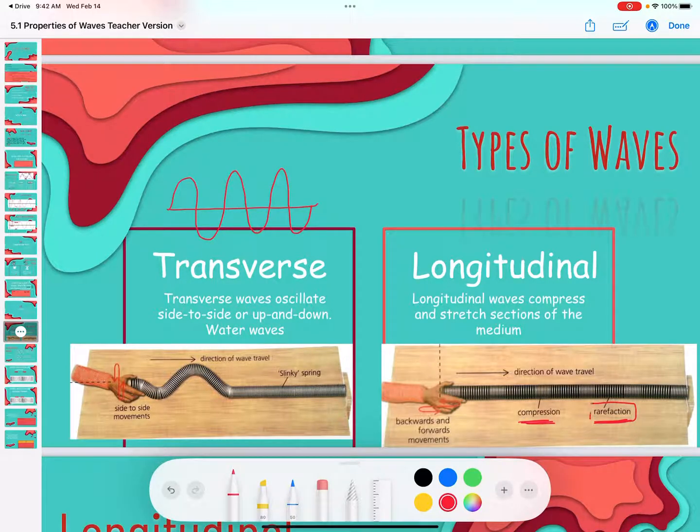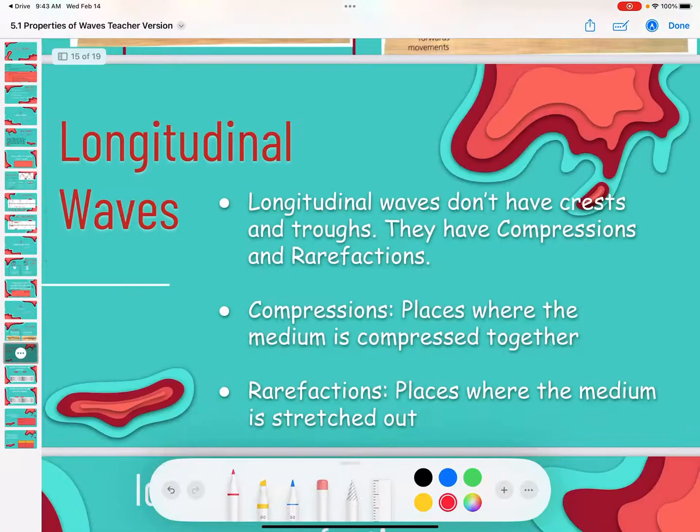That's one that I will frequently see students get confused about. A rarefaction means that our wave is stretched out. Think about it: it's rare to find a wave in a rarefaction. It's happening less often, if you will. Longitudinal waves would be like a sound wave. Sound waves are longitudinal. They're made by areas where the air is compressed and areas where the air gets stretched out. And so those are our two different types of waves.